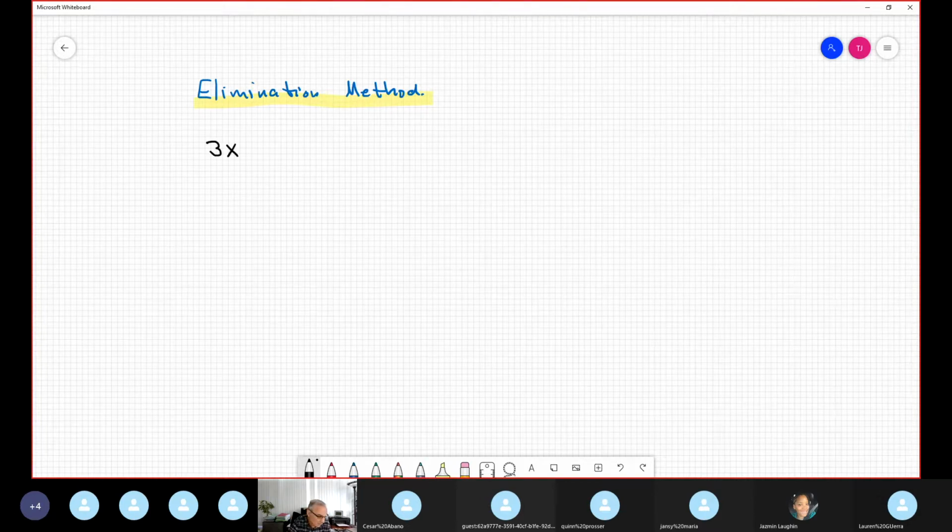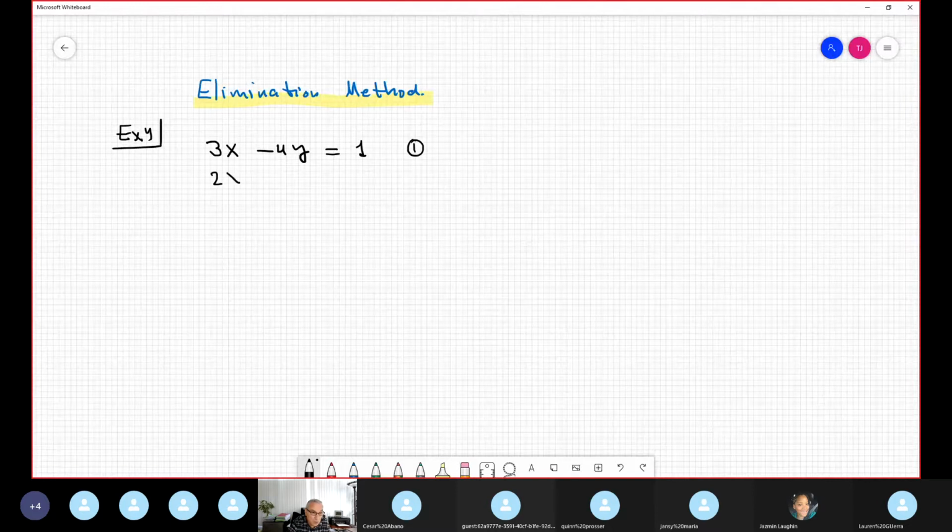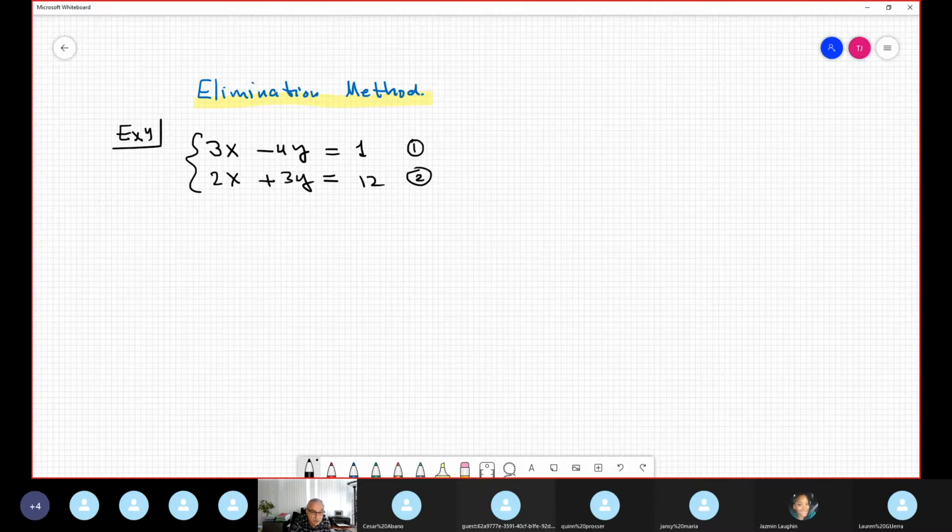3x minus 4y equals 1. This is another example, Example 4. Equation 1. And equation 2: 2x plus 3y equals 12. Suppose that this system is given, and we need to solve it.